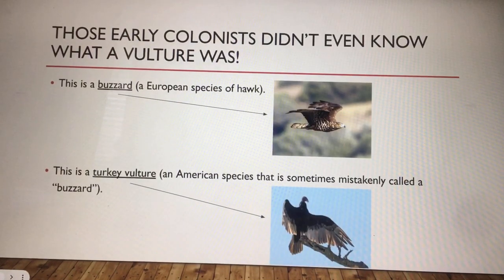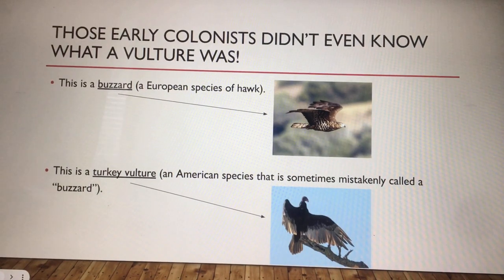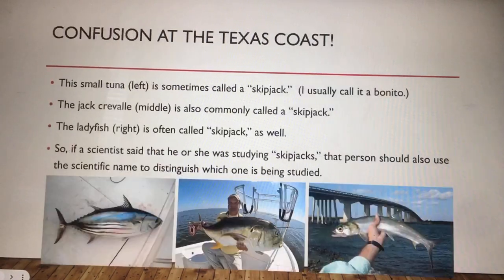Here's another one, the word buzzard. So when those folks from Europe were coming over back in the day, they were mistakenly using the word buzzard because they thought the turkey vultures that we had here were a European hawk, which is called a buzzard. So a buzzard and a turkey vulture are two unrelated species entirely. But again, I hope you get the point why common names can be confusing when you can just have a scientific name that makes it more specific, okay?